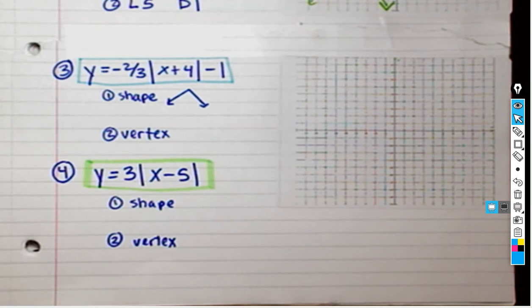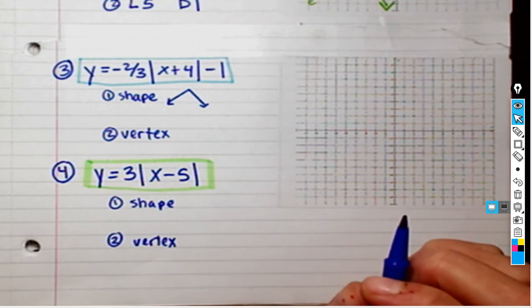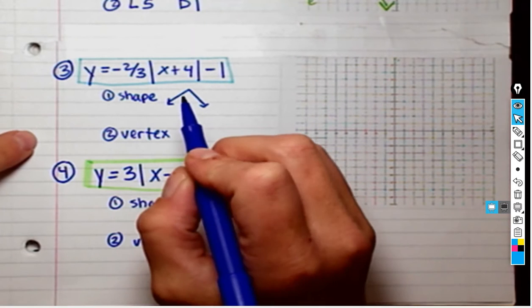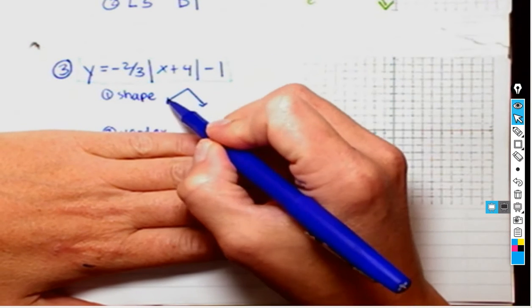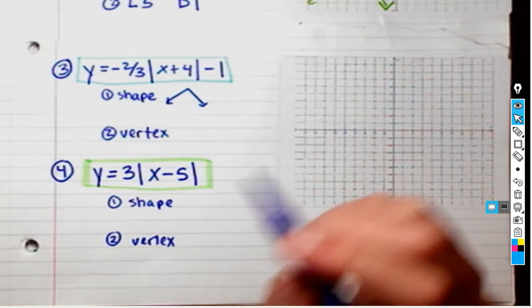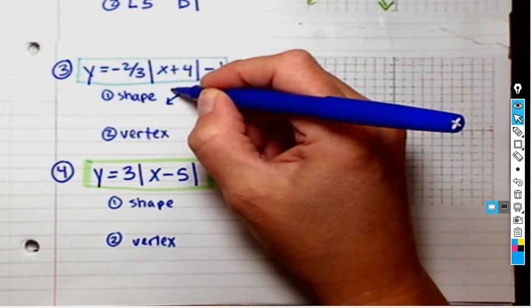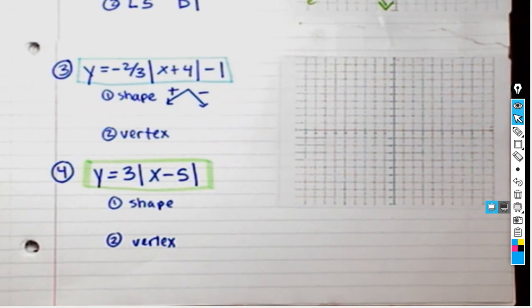Olivia, which side has a positive slope? Which side has a negative slope? So for number 3, that's the negative slope and the positive slope. As I'm looking at the shape, which side, the left or the right, has the positive or the negative? Left is positive. Mm-hmm. And the right side is negative. Okay.